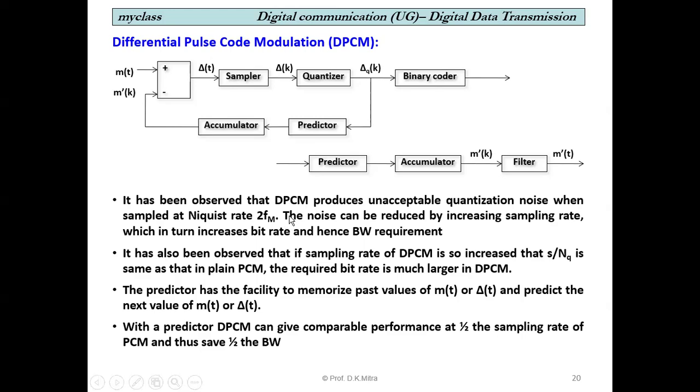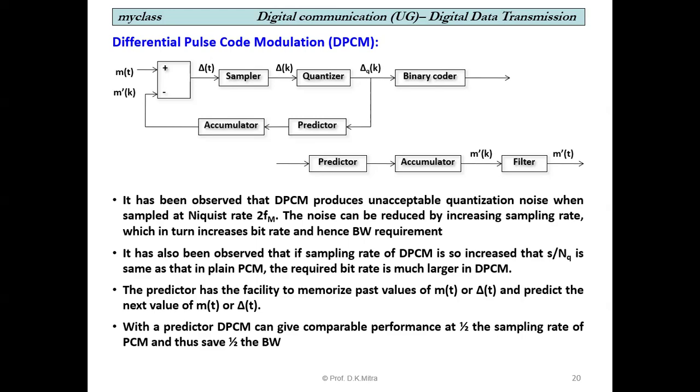This noise can be reduced by increasing the sample rate. That means if you have a 10 kilohertz signal, then you have 20 kilohertz sampling rate, but instead maybe you sample it at 30 kilohertz or 40 kilohertz. If you increase the sampling rate, then the noise can be reduced. But the problem is, the moment you increase the sampling rate, you are transmitting more digital data. If you transmit more digital data per second, then your channel bandwidth requirement increases.